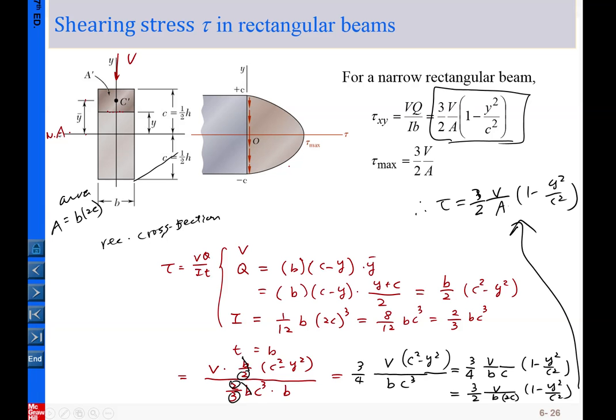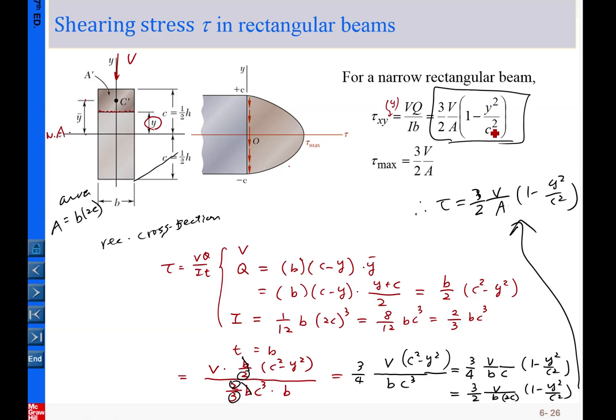So you pick the level at which you're interested in knowing the tau, and let me designate that as position y here. So basically this tau xy you calculated is a function of y. Okay, so that is a function of y here.